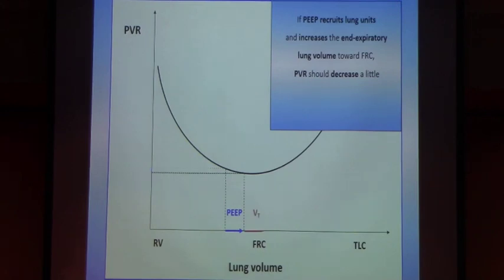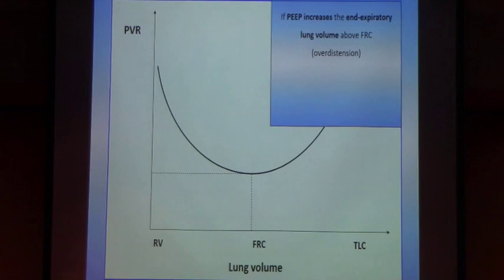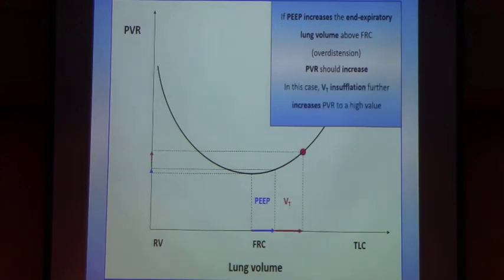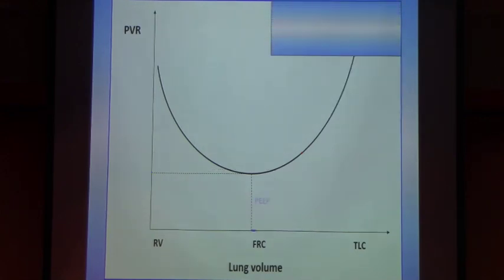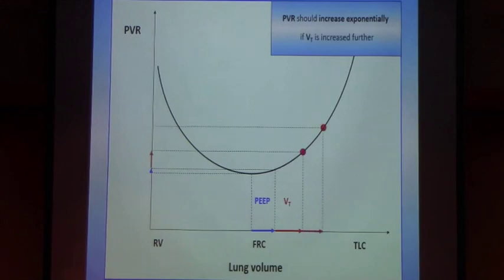And now, if you give a tidal volume, you have a small increase in the PVR. But if you have an overdistending PEEP, if PEEP increases the end expiratory lung volume above FRC with overdistension, you should have an increase in PVR, and more if you apply tidal volume. And if you apply a higher tidal volume, you have an exponential increase in the resistance. Look at this, higher tidal volume. So we have to be very careful.